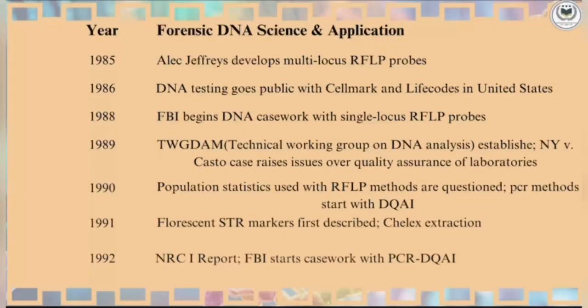The table outlines significant milestones in forensic DNA science and its applications from 1985 to 1992. In 1985, Alec Jeffreys develops multilocus RFLP (restriction fragment length polymorphism) probes, marking the advent of modern DNA fingerprinting. In 1986, DNA testing becomes publicly accessible in the United States with companies like Cellmark and LifeCodes.